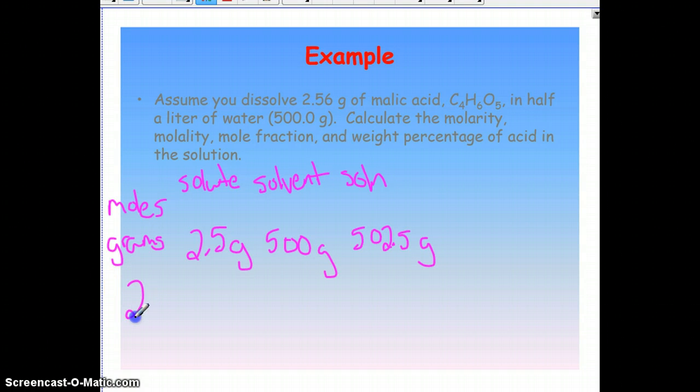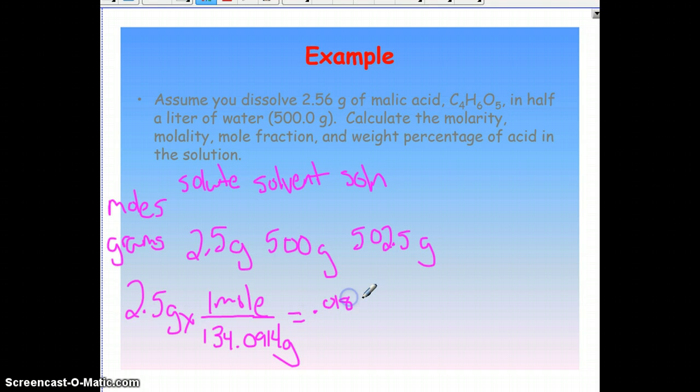So we have 2.5 grams of malic acid. Do we need to get it to moles? So we're going to divide by the molar mass. We'll need to do C times 4, H times 6, and O times 5. When I did that, I got 134.0914 grams is 1 mole of malic acid, which told me that I had 0.018644 moles of malic acid. So I'm going to put that up here in my little chart.